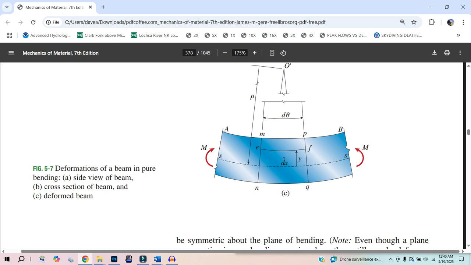So now we have an equation for the length of this line. The length of this line is the original length minus y divided by rho times the original length. Cool. So then what is strain? Strain is the change in length. So this had an initial length of L naught, and now it's the equation that we just came up with: L naught minus y divided by rho L naught.